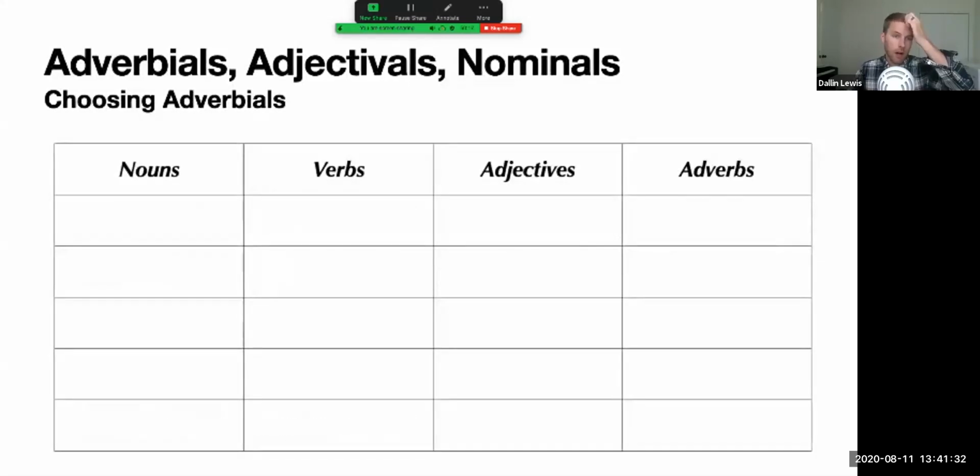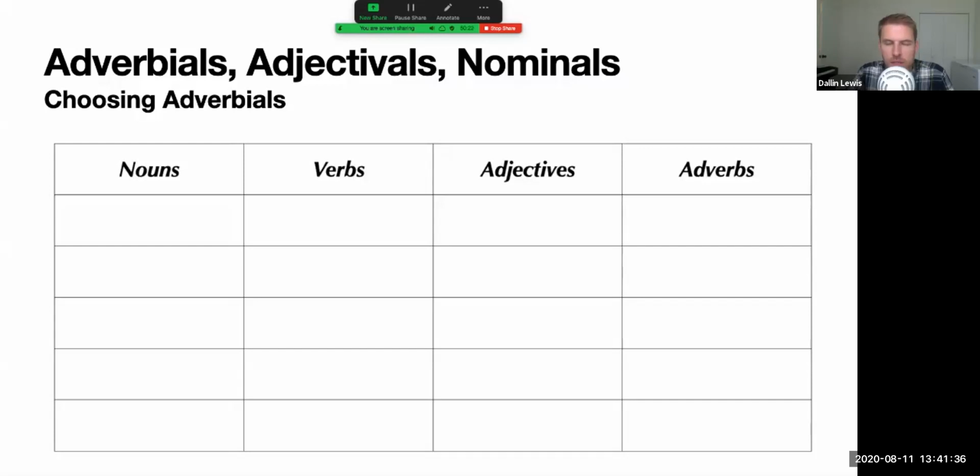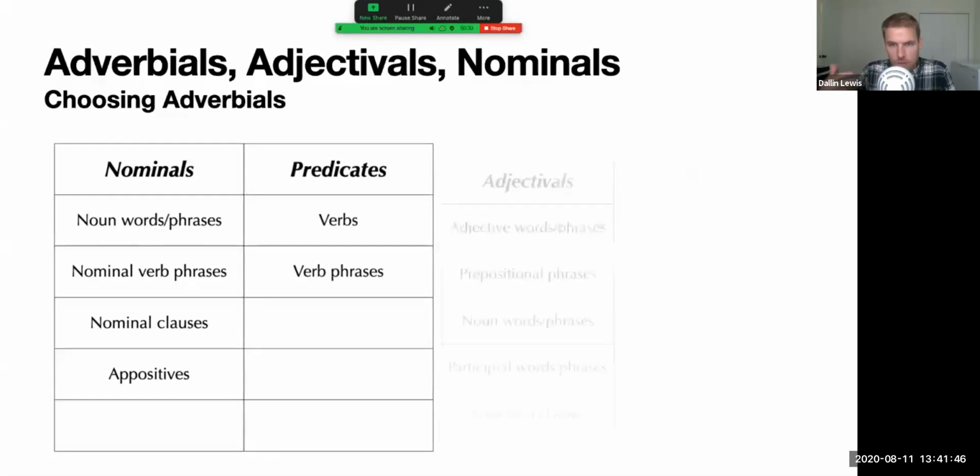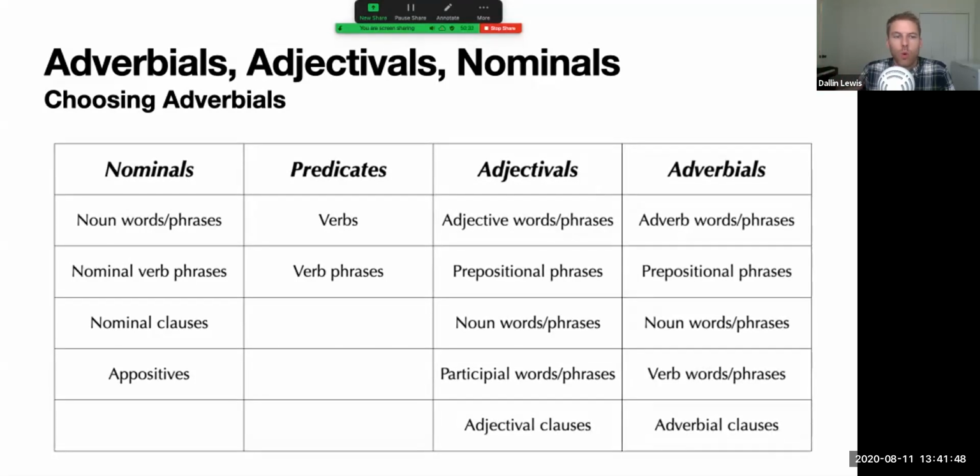So when we started off talking about nouns, verbs, adjectives, and adverbs, those basic parts of speech that you probably learned about in elementary school, they're pretty straightforward. But we immediately began to complicate that by replacing nouns, verbs, adjectives, and adverbs with nominals, predicates, adjectivals, and adverbials. Now, the difference between these two groups is that the first group refers to types of words, nouns, verbs, adjectives, adverbs, while the second group refers to types of functions.